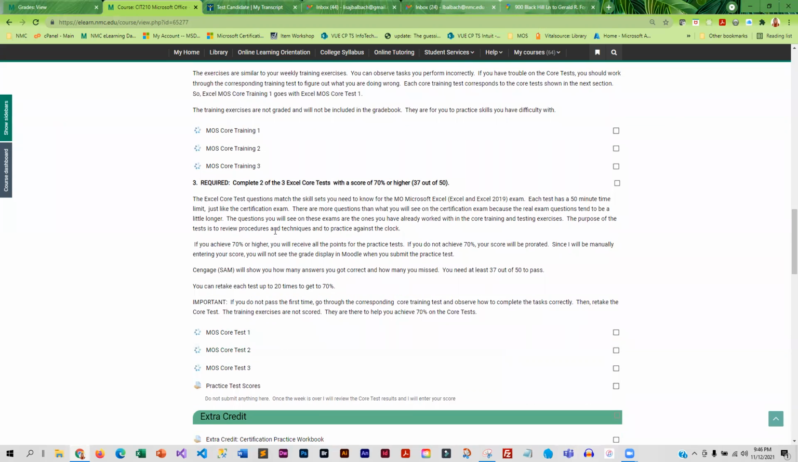Those scores are not going to be pulled into the system. I'm going to go out and get them. And then as long as you completed 2 and you got 70%, then I will submit the score here for the practice test, and you will get all the points. What happens if you don't reach that 70% mark? Then the points will end up being prorated. However, you can take these up to 20 times to get to the 70%. So in the past, that really hasn't been an issue.